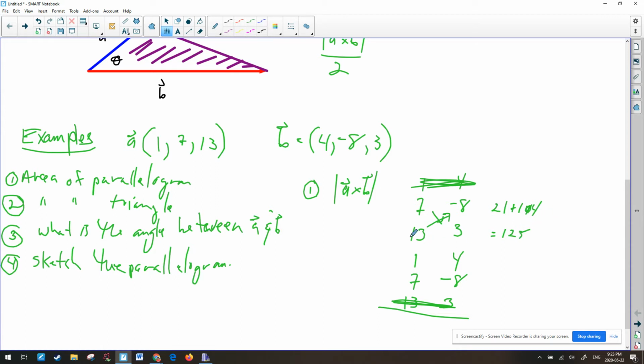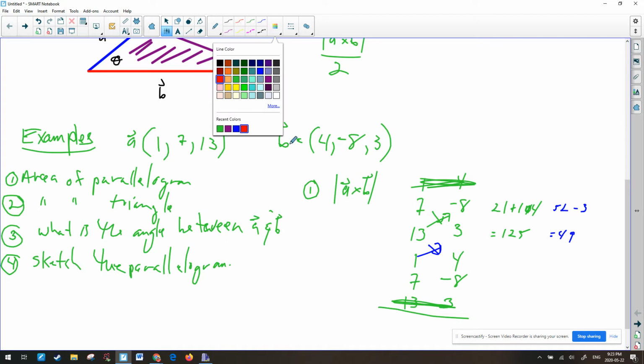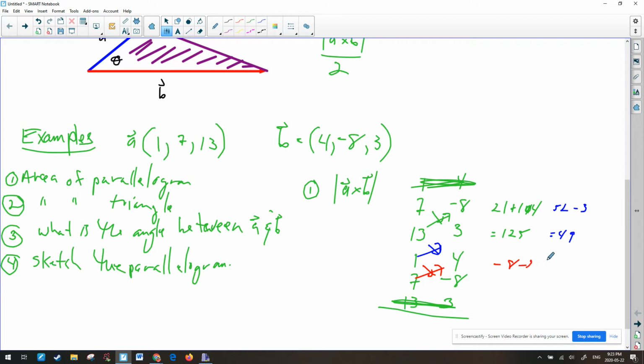And then next one, we're going to do, in a different color just because I can, downy minus uppy. So that's 52 minus 3. So I believe that's 49, although I stand to have made a mistake on that. And then finally, we're also going to do downy minus uppy. So that's going to be negative 8 minus 28. So that is negative 36.